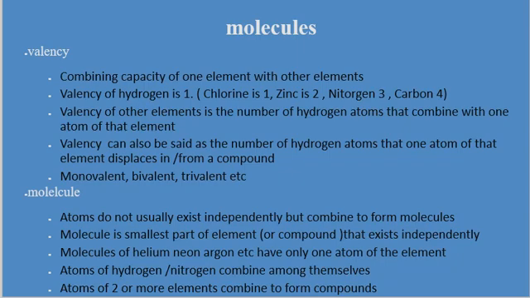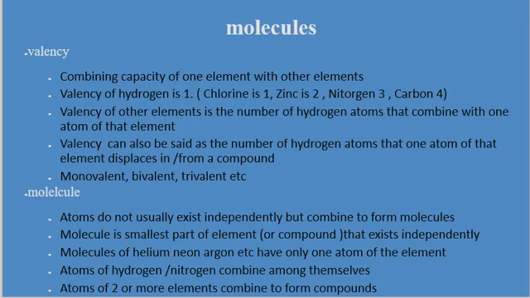Like that they can become. So how do we know how they combine together, or what is their capacity to come together? That is what is called valency. The combining capacity of one element with another element is called valency. Now what is the valency of hydrogen? The valency of hydrogen is 1. The valency of all other elements is represented as a multiple of the valency of hydrogen.